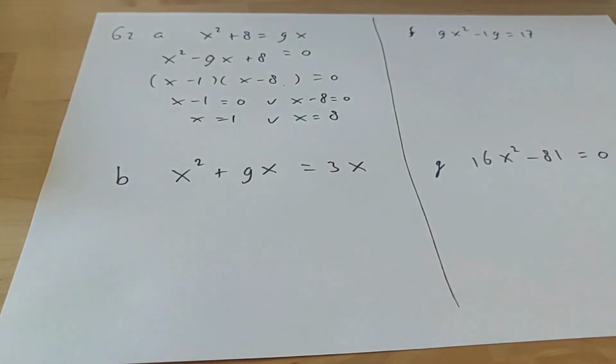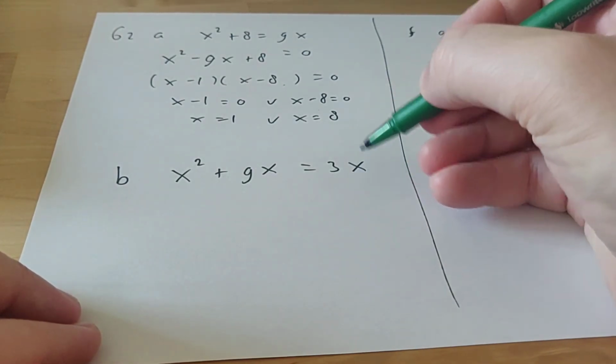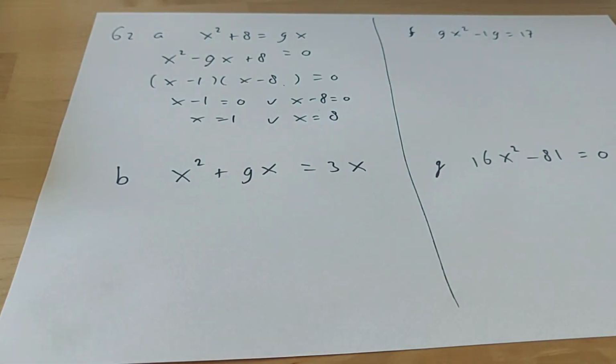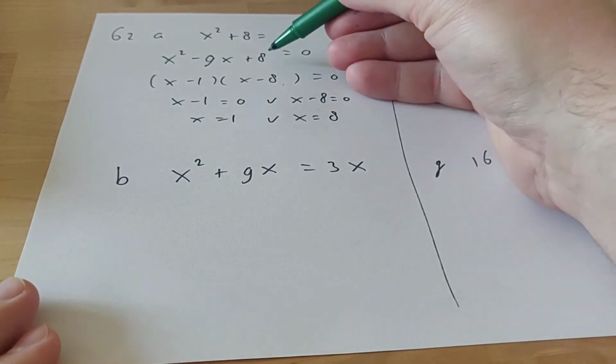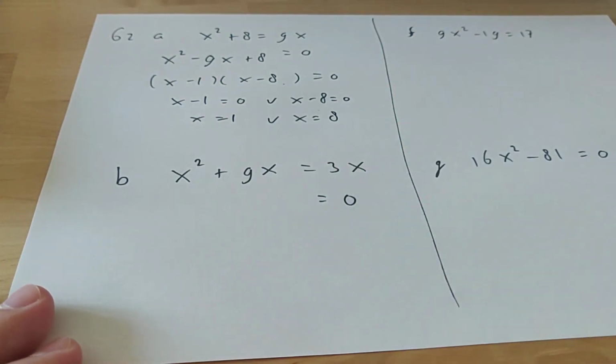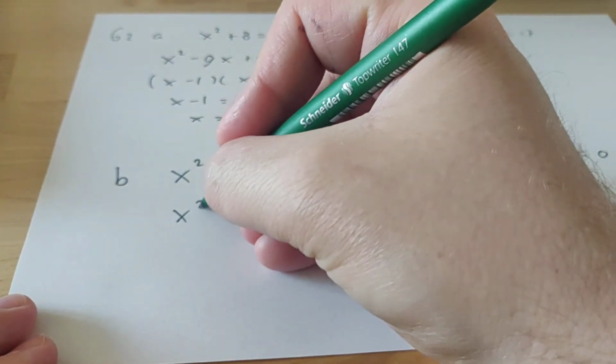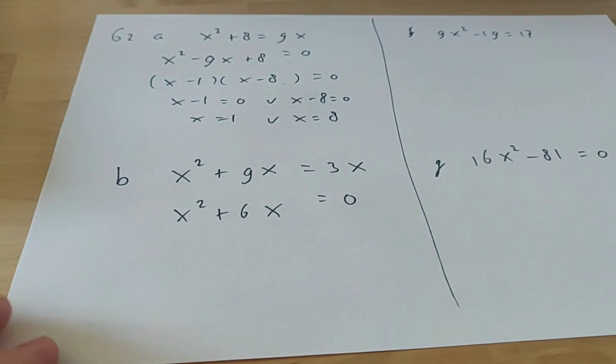Moving on to the next exercise, this will be slightly different because there's also an x here and there. So we don't actually have a normal number like the 8 over here. So this is how it works. First we want to have a 0 on this side. So we're going to do minus 3x, also there. So you get x squared plus 6x equals 0.